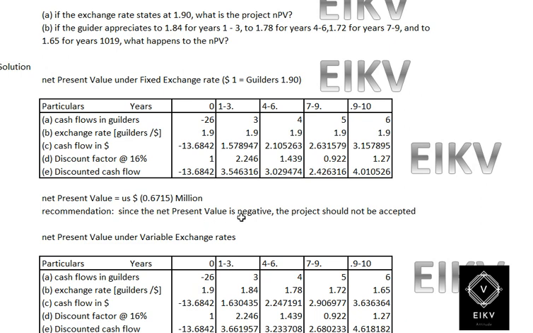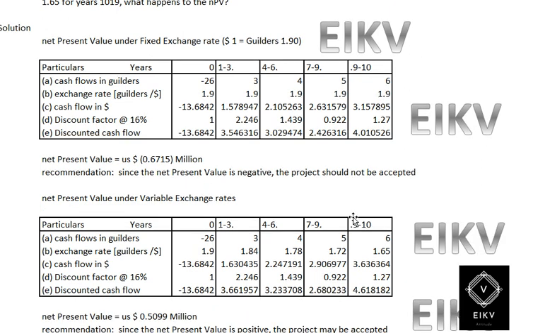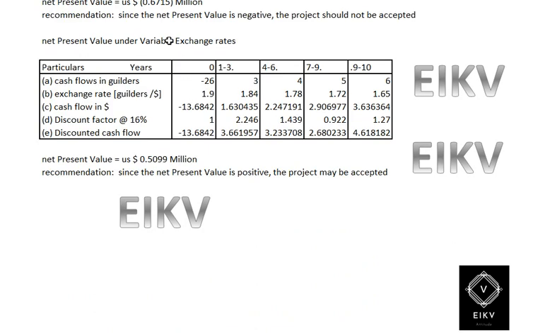So, since the NPV is negative, this project should not be accepted. Right? Now we are going ahead with the computation of net present value in case of a variable exchange rate. In the same way, I have made a table containing 6 columns, year and so on.